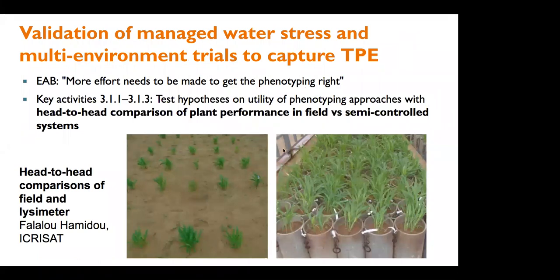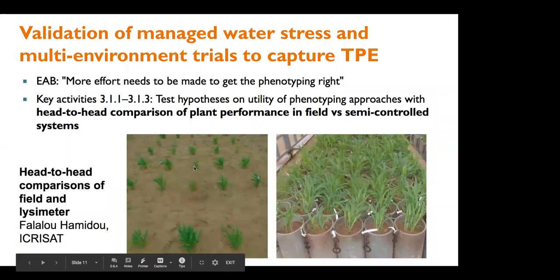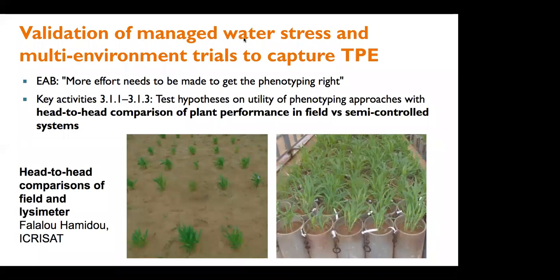Okay, on this issue of getting the phenotyping right, one of the big ones that we're focused on is validation of managed water stress and multi-environment trials to capture the target population of environments. And so in these activities on Objective 3.1, we're directly testing the hypothesis on the utility of phenotyping approaches from a few different directions. One is head-to-head comparison of plant performance in field versus semi-controlled systems.